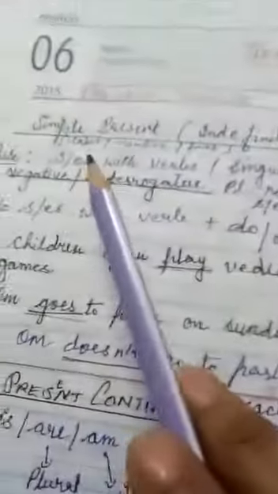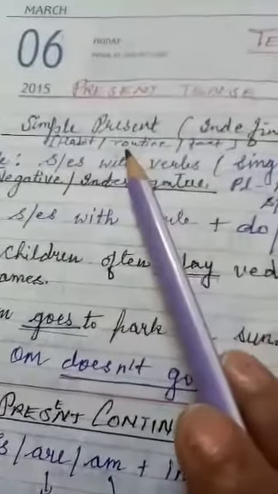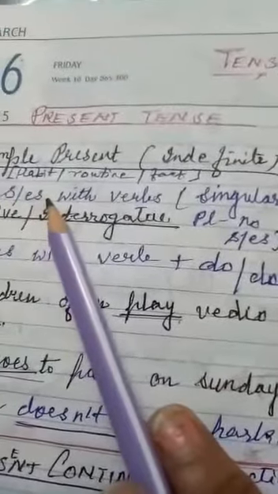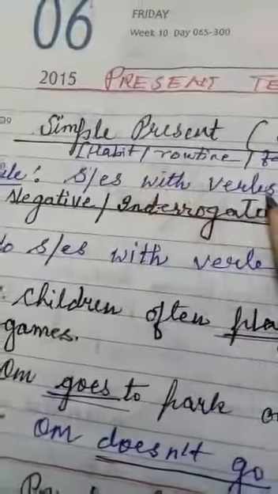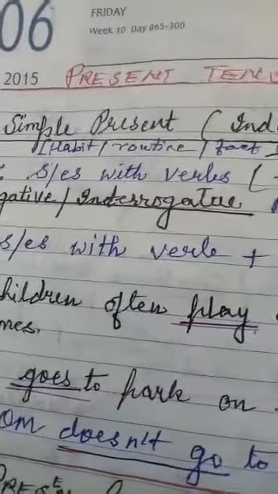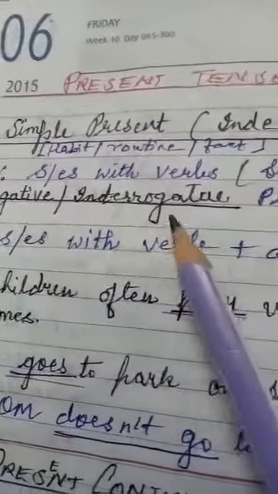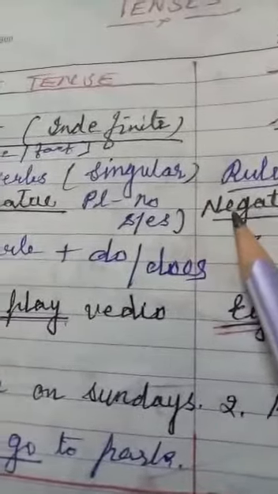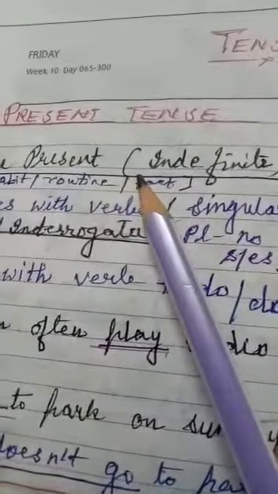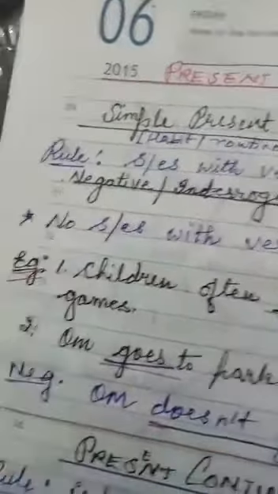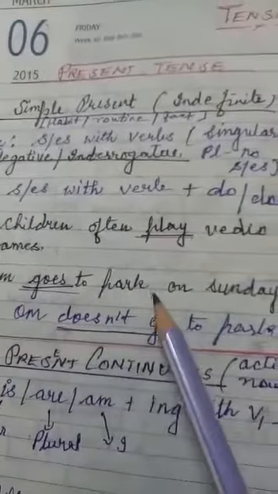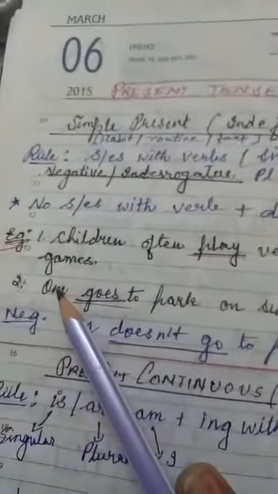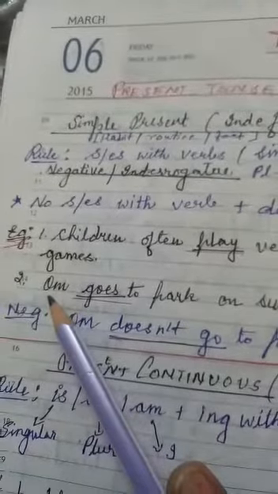The very first I will give you is the simple present tense. Simple present tenses are the tenses where we use s or es with the first form with the singular subject, and in interrogative and negative we don't use s or es. In the same way, when we say he does his work, or Om goes to the park on Sunday, here I am talking about a singular subject. Om is one person, so goes.